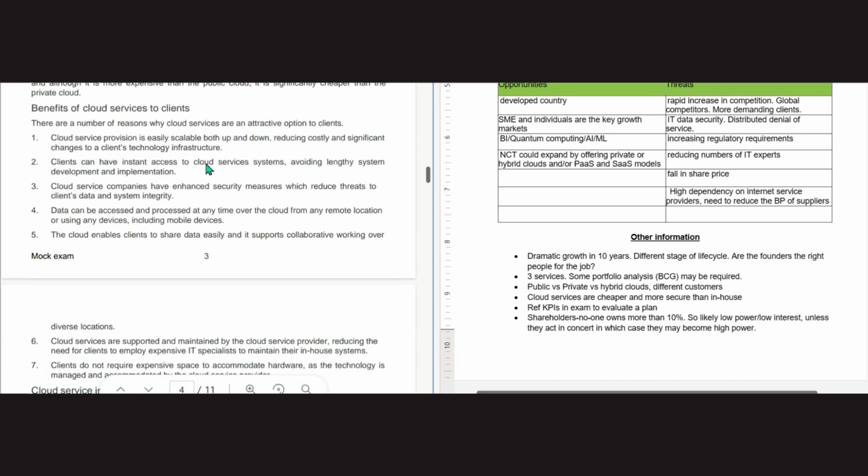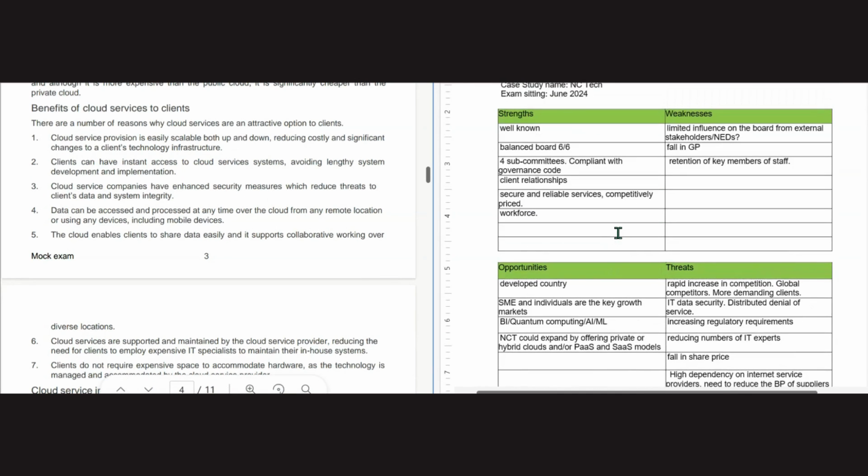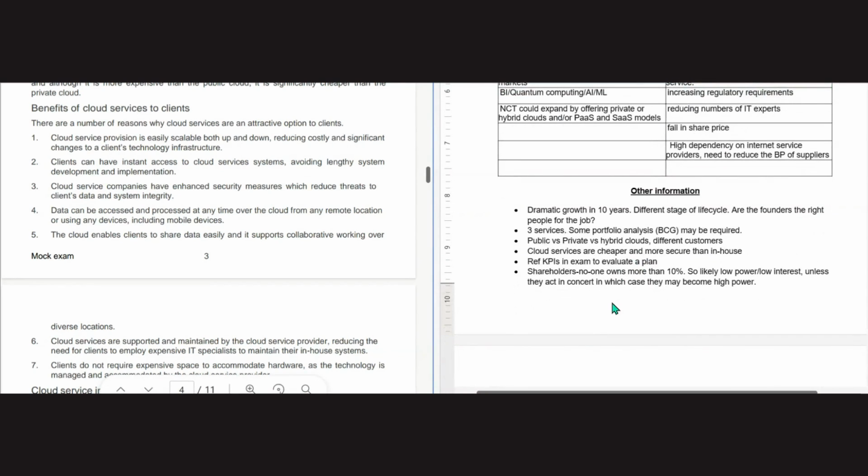And then it goes through a whole list of benefits of cloud services to clients. Again, I'm going to let you read this on your own, but these are things that you will need to be familiar with. So we're not going to copy and paste all of this into our table, although we could, there's nothing wrong with it. But it's scalable, that's the first benefit. Cloud services, in other words, you can make it as large as you like.